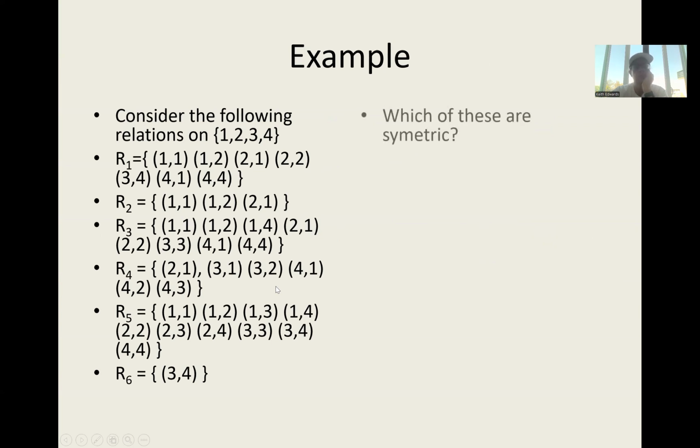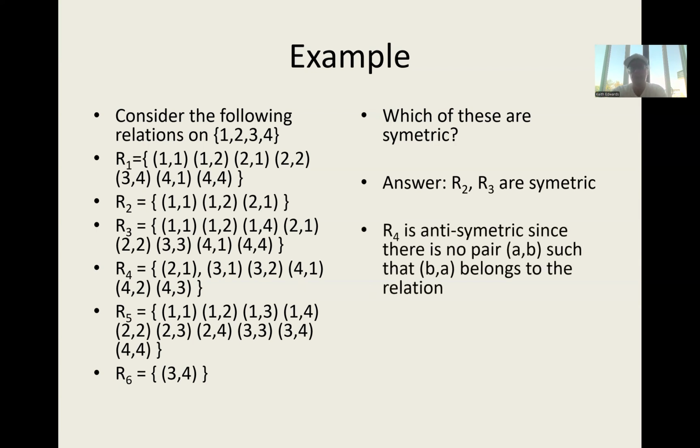So which one of these relations are symmetric? Well, if we have 1, 2, then we have to have 2, 1. If we have 3, 4, then we'd have to have 4, 3 in R1. So that one's not symmetric. R2, that one is going to be symmetric because we have 1, 2, and 2, 1. R3, we have 1, 2, 2, 1. We have 4, 1, and 1, 4. So that one is symmetric. The others are not. Definitely R6 is not symmetric.